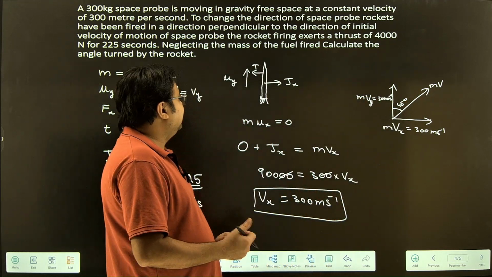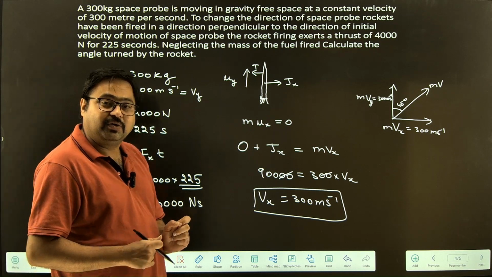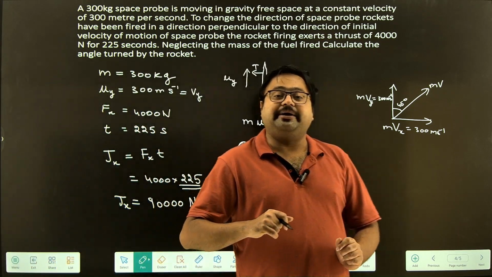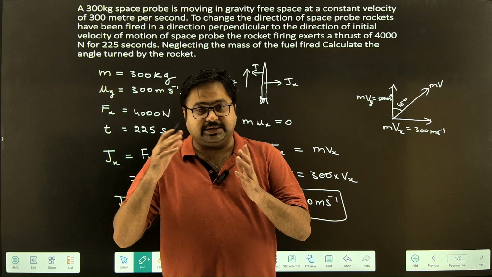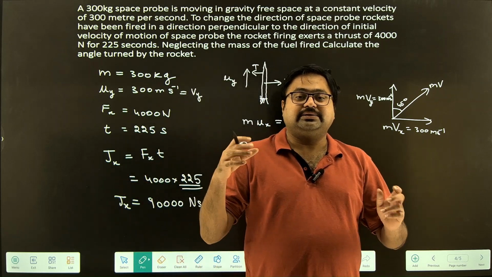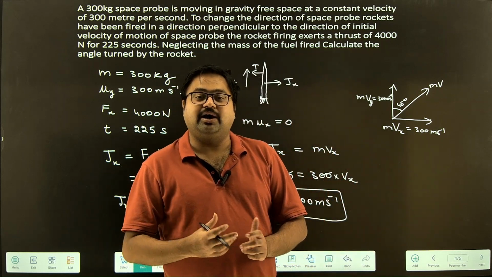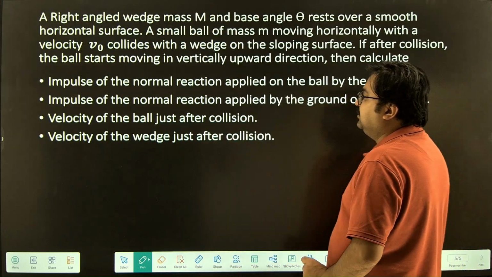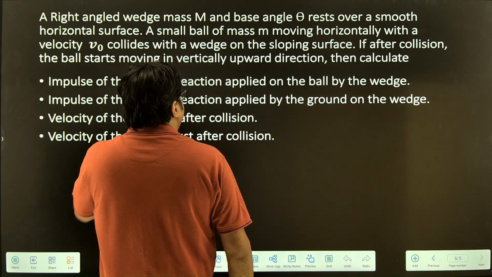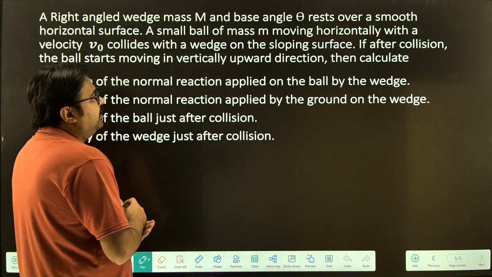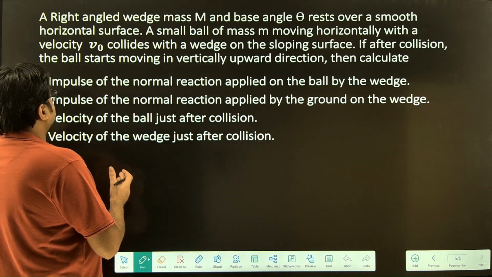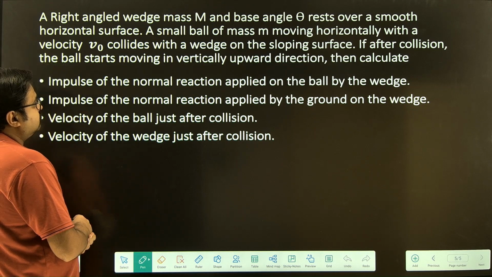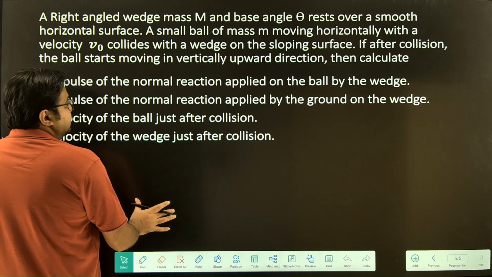So this is an interesting question. This is exactly how different maneuvers are done in space in order to correct the trajectory of an already launched space probe. Having said that, let's look at the next question. A right angled wedge of mass m and base angle theta rests over a smooth horizontal surface. Let's try and answer this question.